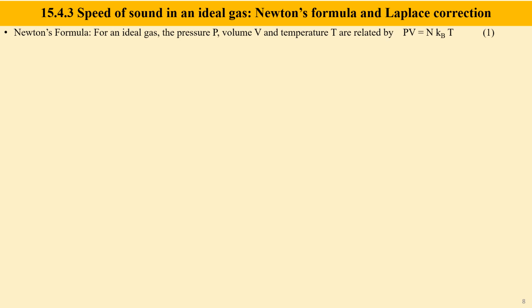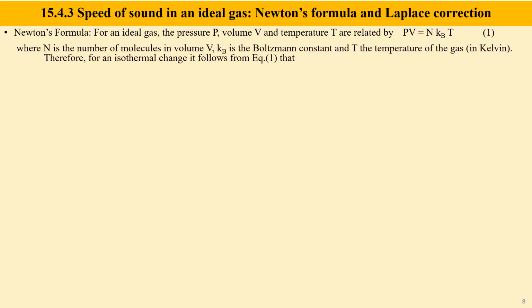Newton's formula. For an ideal gas, the pressure P, volume V and temperature T in Kelvin are related by the equation PV is equal to N into Kb into T. Let it be equation 1. Here, capital N is the number of molecules in the volume V, Kb is the Boltzmann constant, and T is the temperature of the gas in Kelvin.